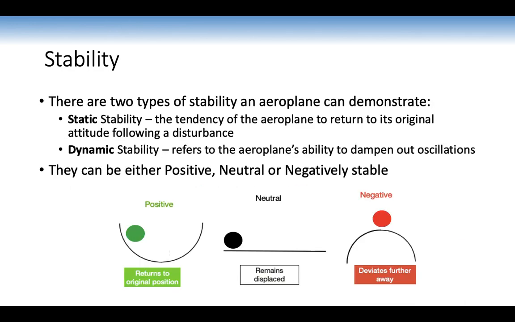So for stability, there are two types an airplane can demonstrate. Static stability is the tendency of the airplane to return to its original attitude following a disturbance, and then dynamic stability is returning the airplane to dampen out oscillations. It can either be positive, neutral, or negative, and I'll show you as well what it looks like in terms of our airplane. So positive returns to its original attitude. Neutral remains in that disturbed attitude, and negative stability deviates further and further away from its attitude.